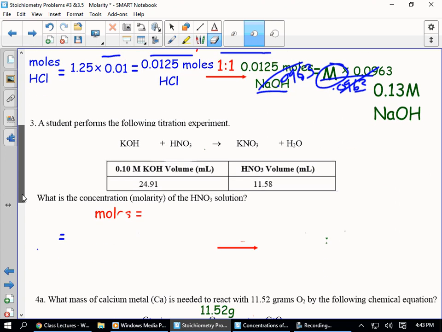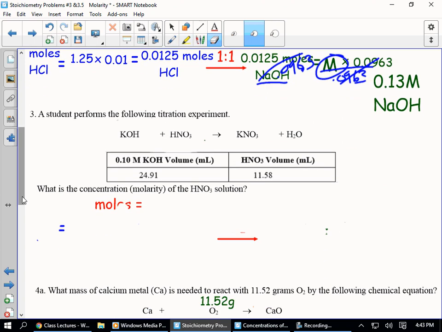Take a look at number 3. Make sure it's balanced and see if you can pause the program and do it yourself.